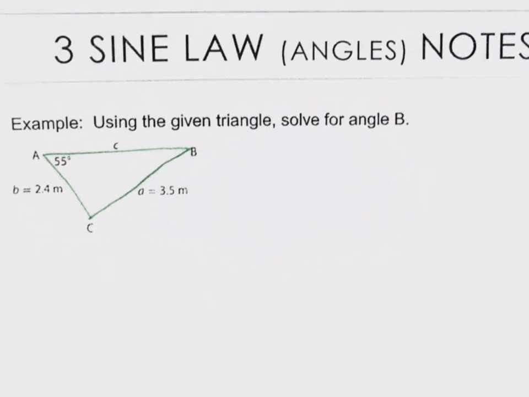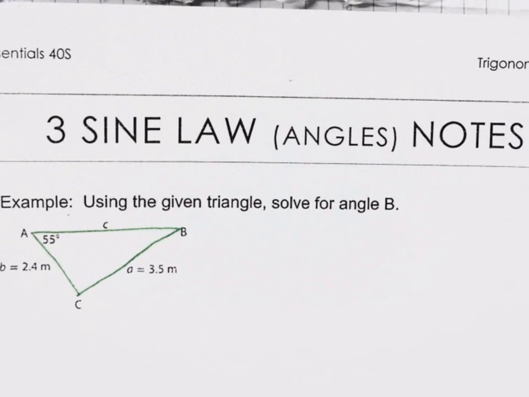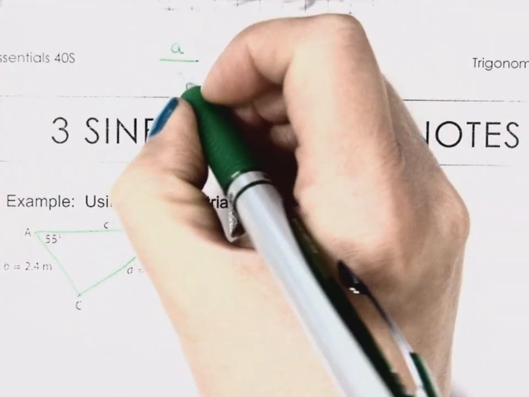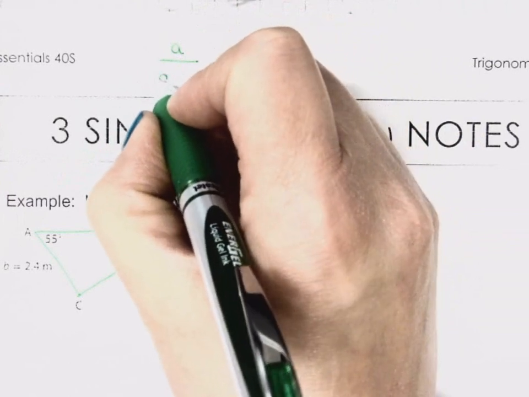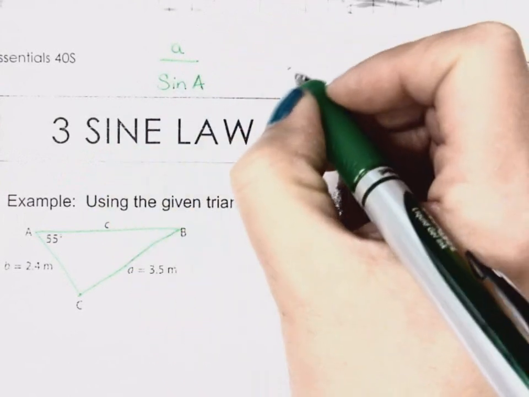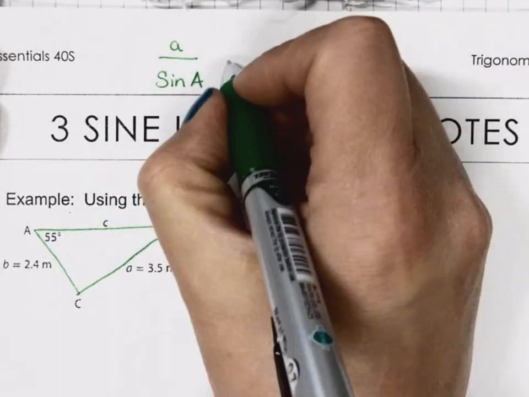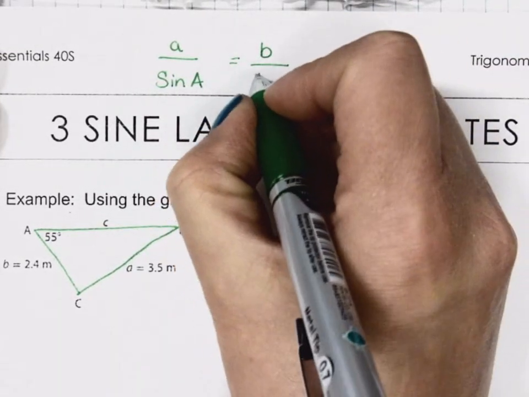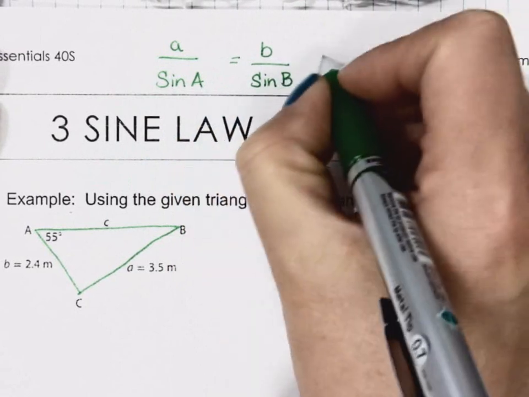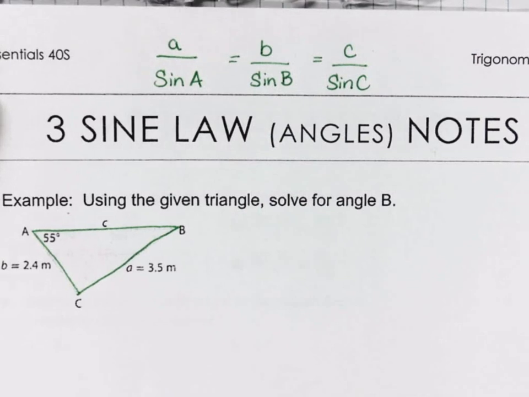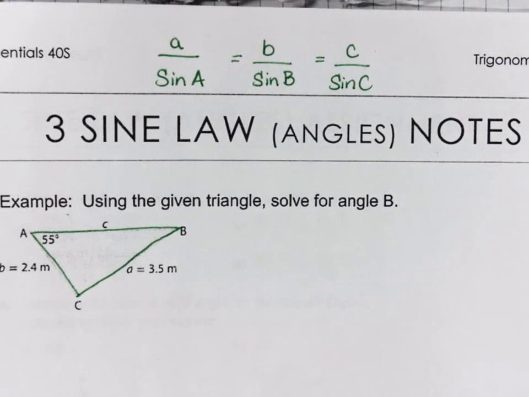So just at the top of this, I'm going to write the sine law. The sine law is side A over sine A equals B over sine B equals C over sine C. So that's the sine law from yesterday. We had that in our notes, just so you don't have to flip back and forth. It's at the top of the page.